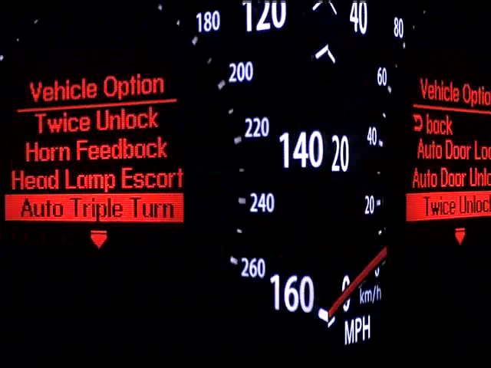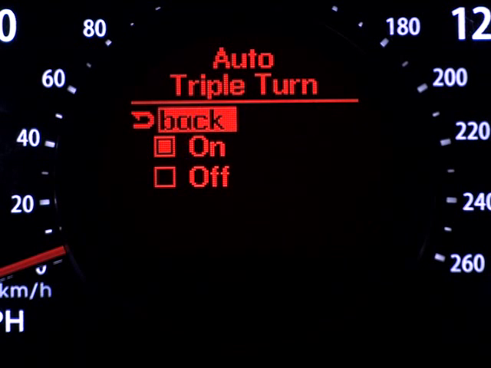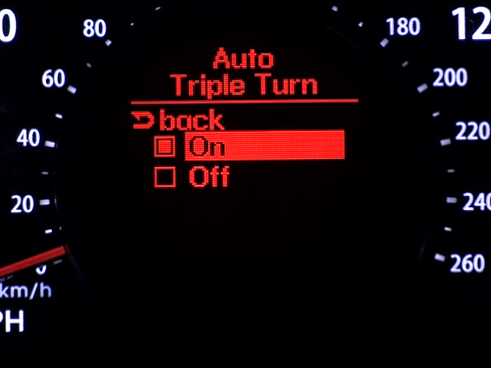Check this out. With one touch of the signal lever, you can blink Optima's turn signals 3 times with the Auto Triple Turn feature. You can activate or deactivate this one-touch triple turn signal through the instrument cluster. Simply select On or Off with the trip button, and select by pressing Reset.